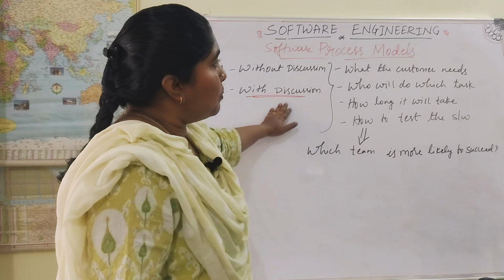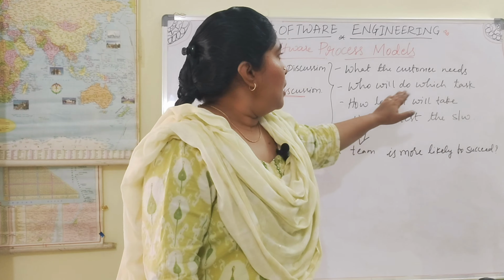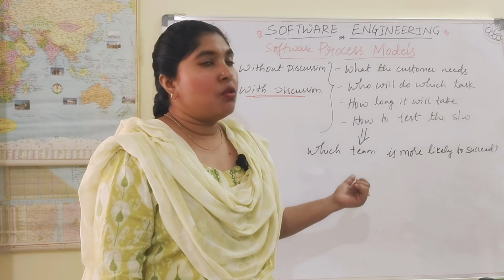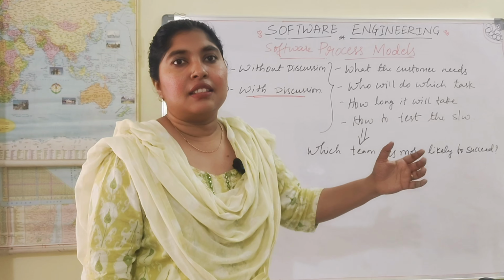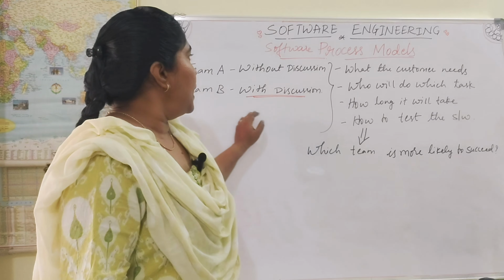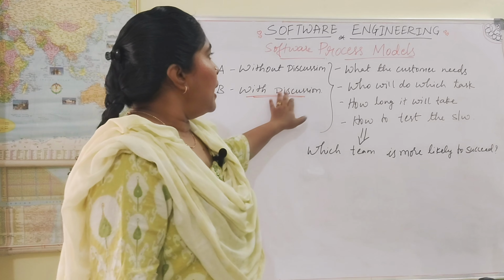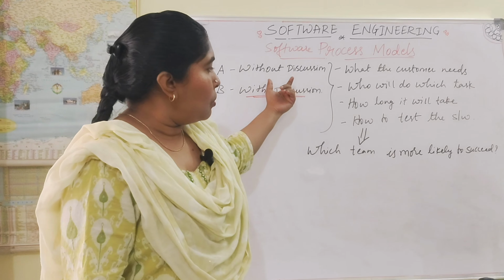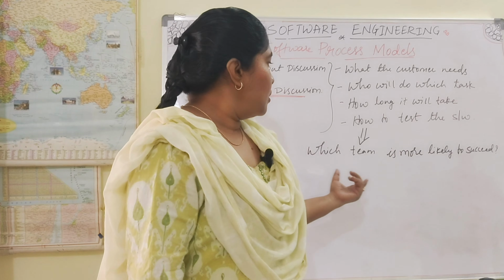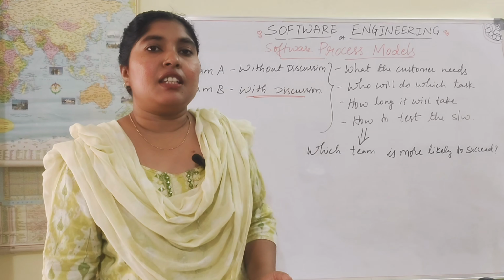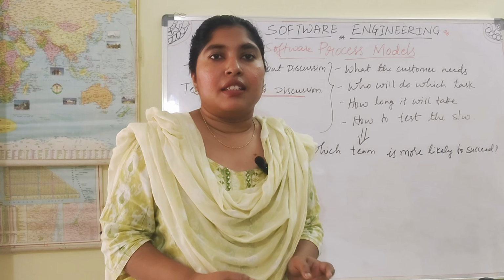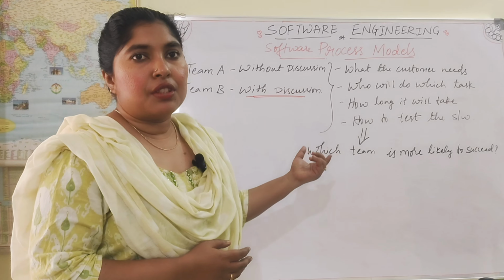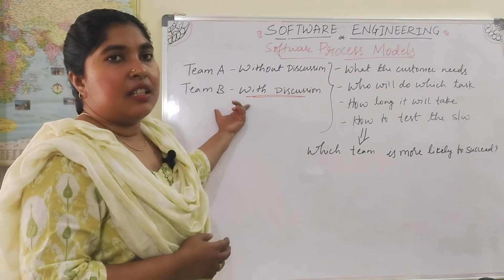What does that discussion mean? What the customer needs, who will do which task, how long it will take, and how to test the software. So these discussions are made by team B, and these discussions are not made by team A. After some time, you can say which team is more likely to succeed in software development, team A or team B. So naturally the chances are more for team B.